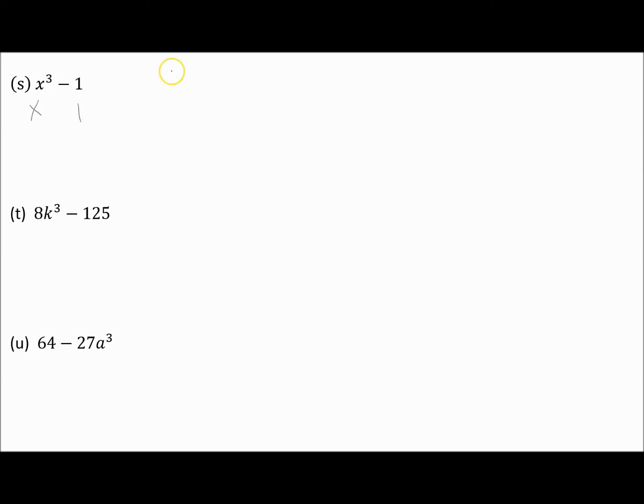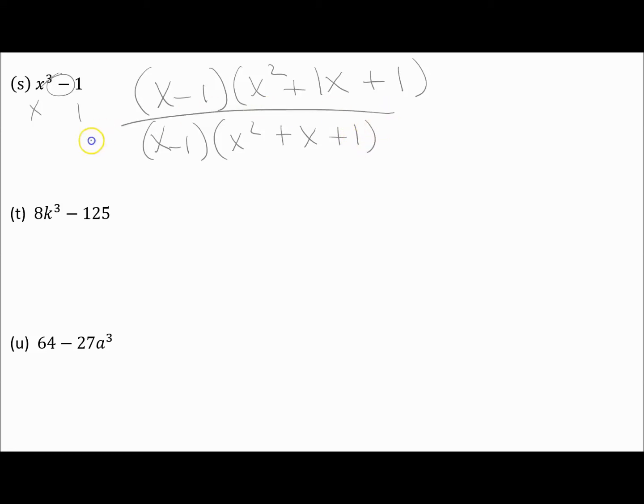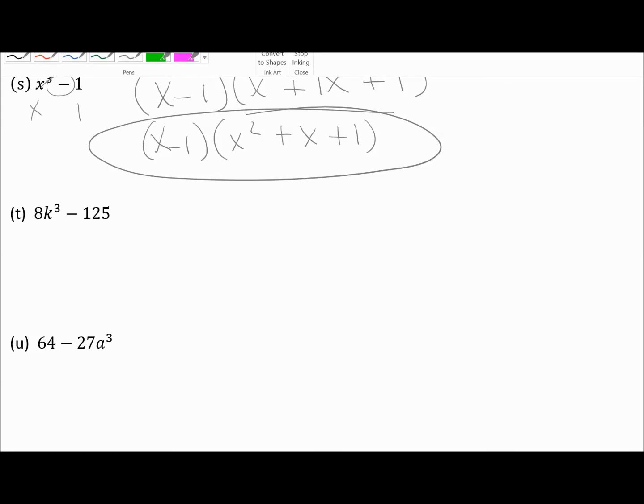But here we go with this difference of cubes. I'm going to have x minus 1. So remember, the cube root of each of them goes in the spot. Whatever's here goes there. Then you square the first term, so that's x squared. You multiply these together, so that's 1x. But whatever operation is here, which is subtraction, you change it there. But the last one's always plus, and it's the last one squared. So 1 squared is 1. Now, a better way to write that would be x minus 1 times x squared plus x plus 1. And completely simplified. All right, next problem.